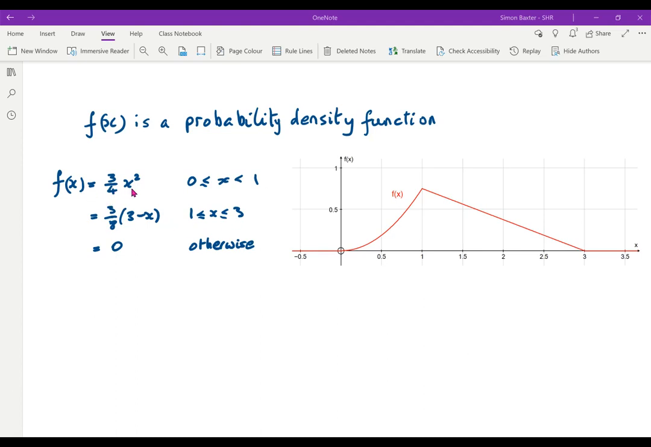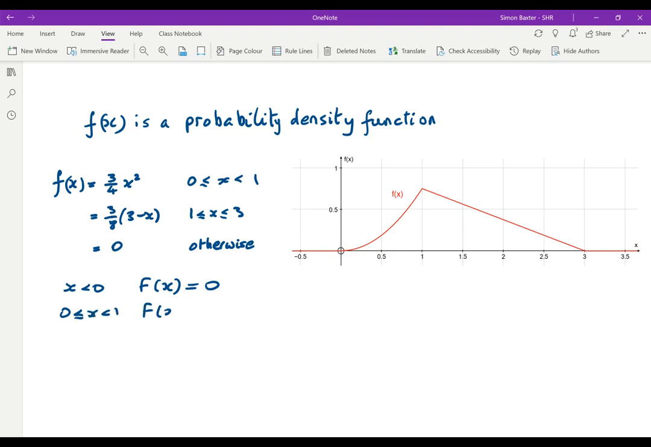We have f(x) is 3/4 of x squared between 0 and 1, and 3/8 of (3 minus x), a straight line, between 1 and 3. So let's go ahead and find the cumulative probability function. If we take the smallest value of x, which is 0, then the chances that we are less than or equal to 0 is 0. The cumulative probability is 0. Now 0 less than or equal to x less than 1.